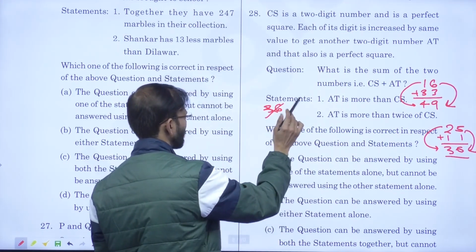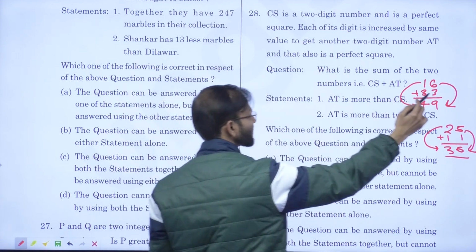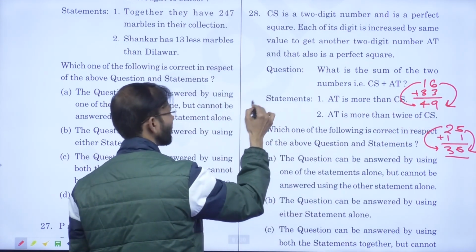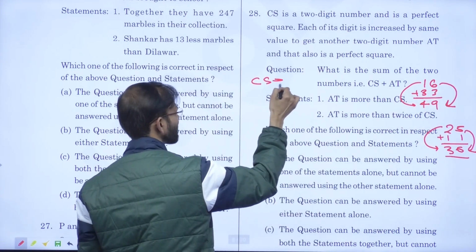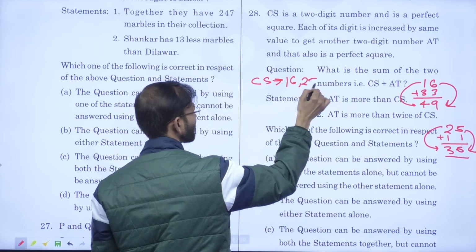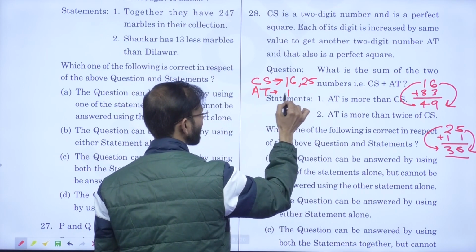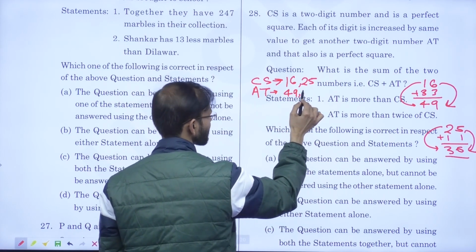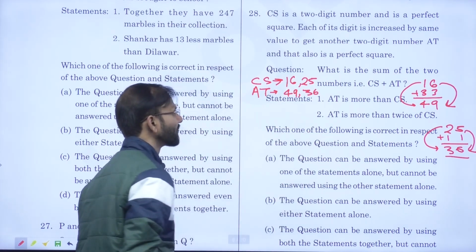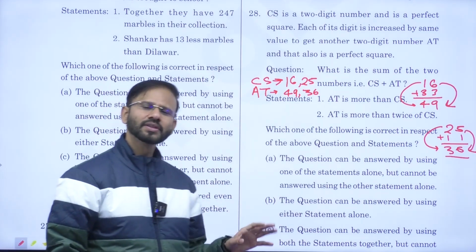So guys, done. We can have these two combinations, 16 and 25. So CS can be 16 and 25, and 80 can be 49 and 36. Correct everyone? Fine. So this can be clicked.